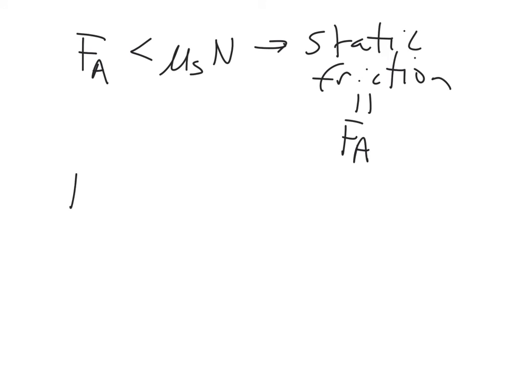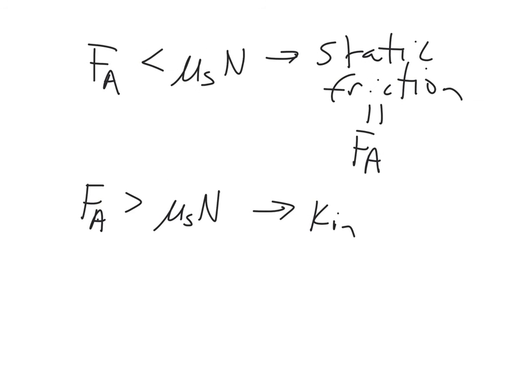Once FA, that applied force, is greater than mu sub S times N, you are getting into kinetic friction. And it's not even equal to, it's just got to be straight up greater than. If it's equal, the static friction will still just barely win out, and we won't have any movement. So I hope this was helpful.